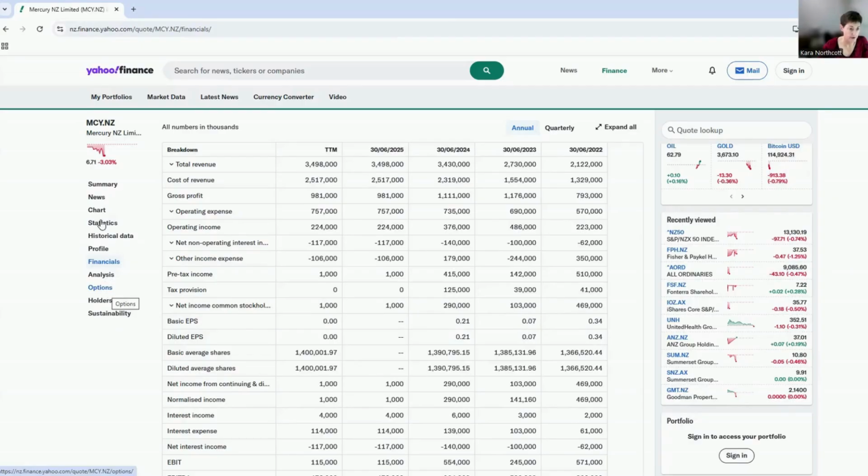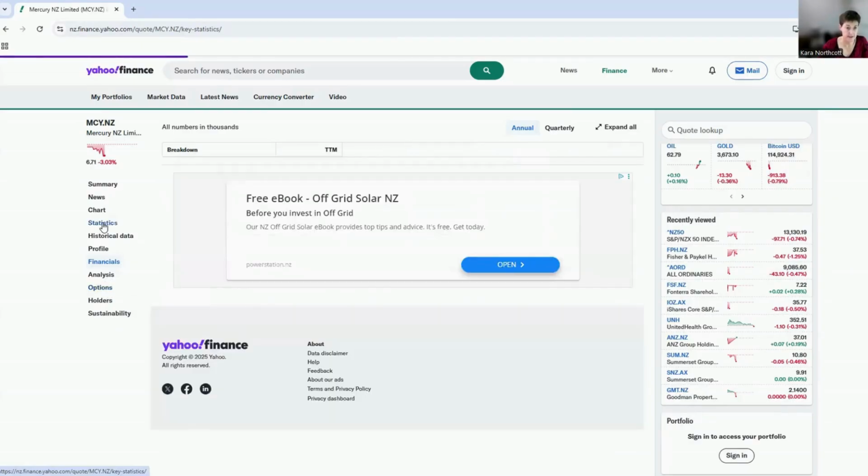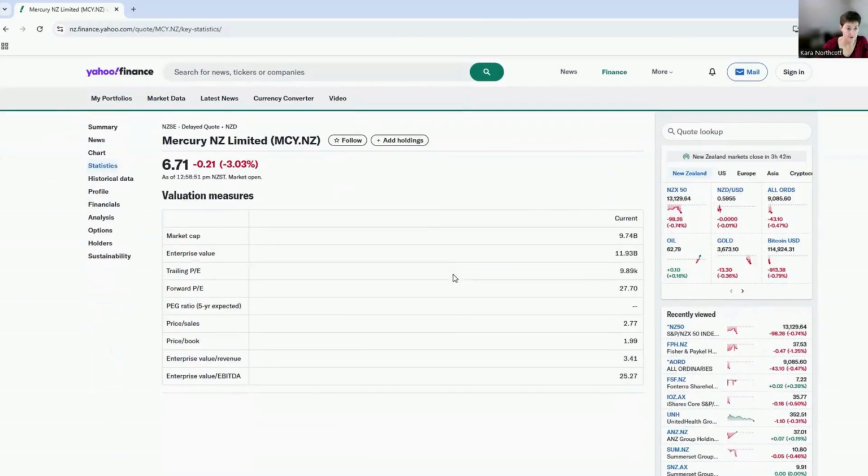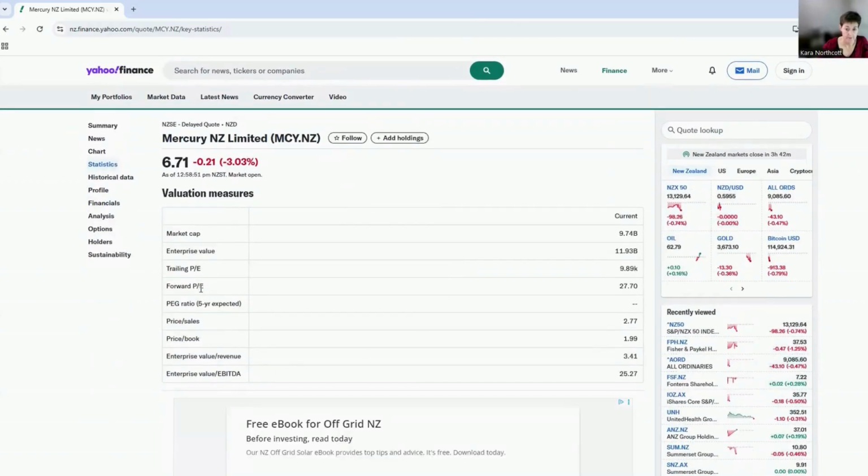So for that, we will go to the statistics tab on the left-hand side. If I just scroll down here, basically we want to look at the forward PE ratio, and that's showing 27.7. We want that to be, according to what I was taught, under 16. So 16 would be your maximum there. Unfortunately, Mercury wasn't a good example to have a look at. Very good fundamentals, if you like, but hopefully that's helped.